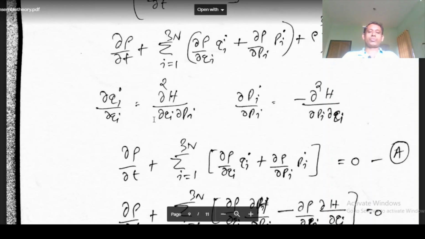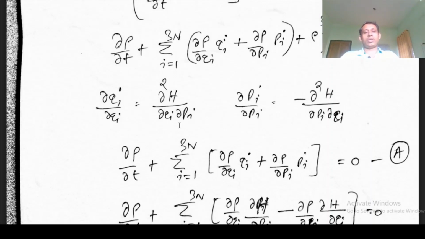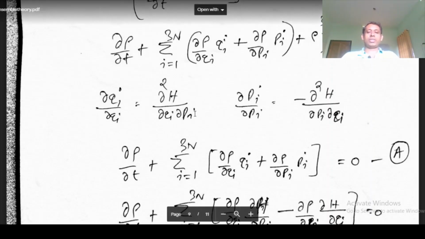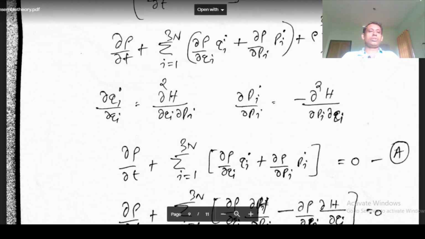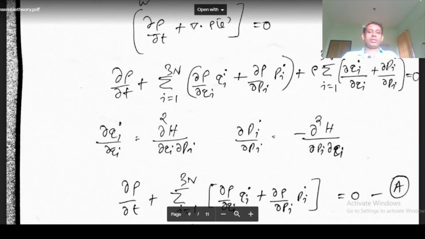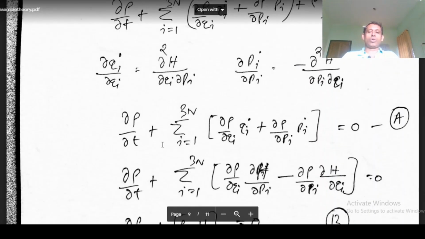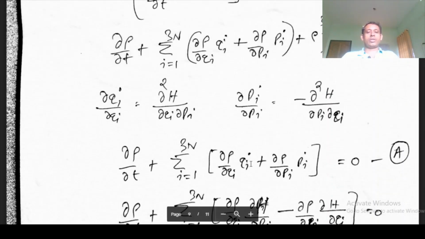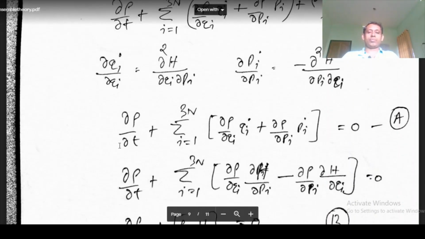So these two are equal. The only difference is the order of differentiation, and that is the same. So these two terms will get cancelled. Okay, so we will be left with only these two terms, and that is ∂ρ/∂t plus sigma i equal to 1 to 3n of ∂ρ/∂qi qi dot plus ∂ρ/∂pi pi dot, that is equal to 0.